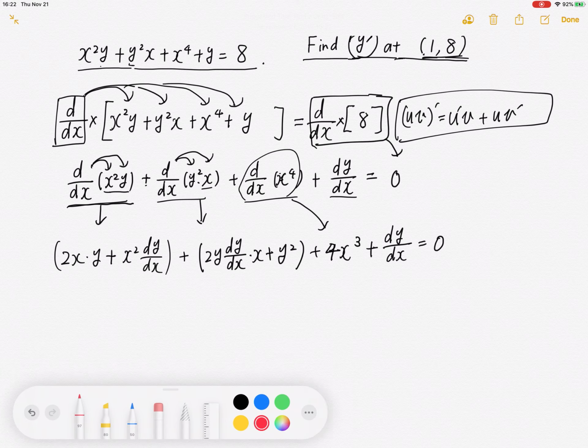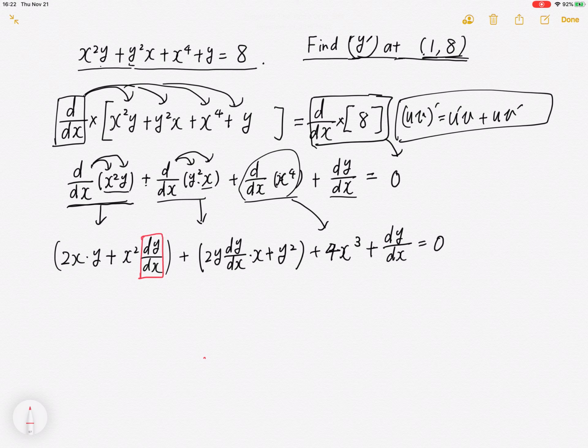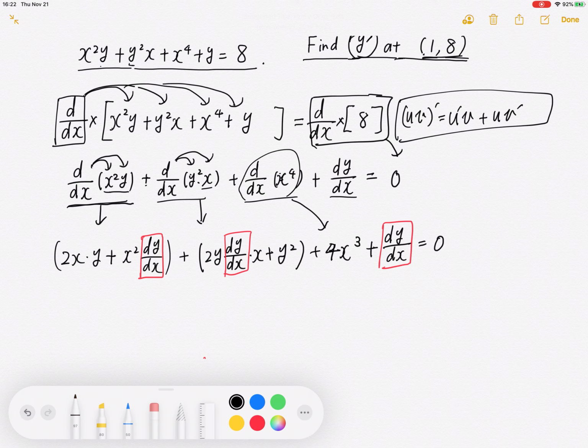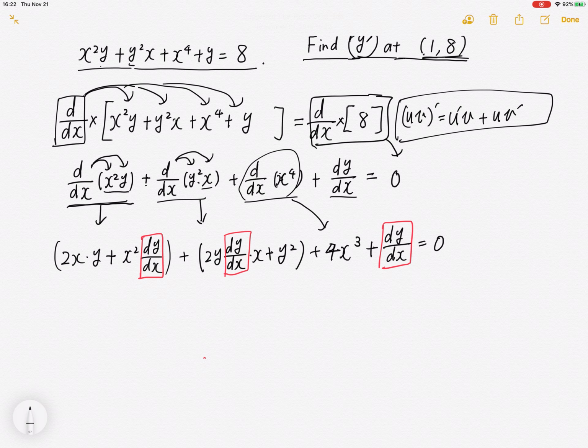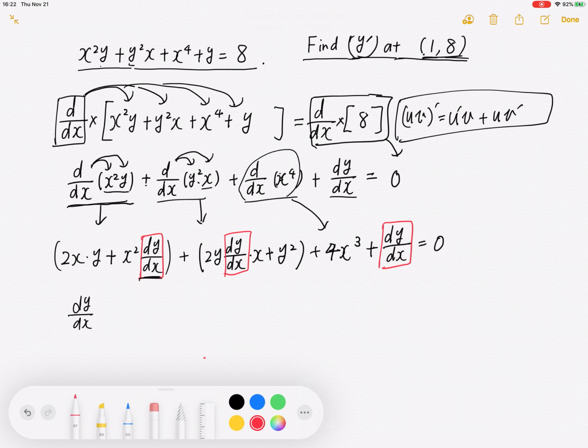Now, what we want to find are these terms. We can treat them as a variable to solve for, and regard the other variables x and y as constants. So you're solving for this dy dx. So let's put them together. dy dx is the same thing as y prime.